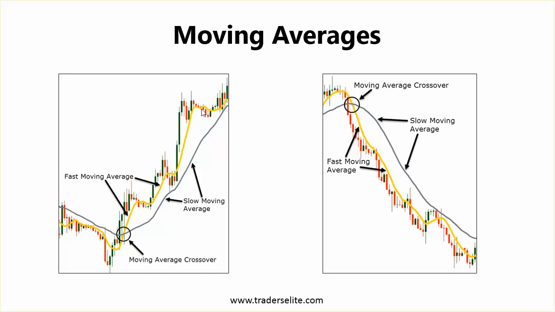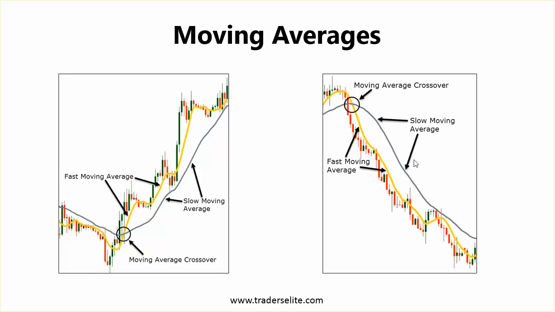Now, here you can see a buy trade. We have two moving averages displayed on the chart, and you'll see some live examples of those in just a minute. We have a fast moving average and a slow moving average. The point when the fast moving average crosses the slow moving average is called the moving average crossover.